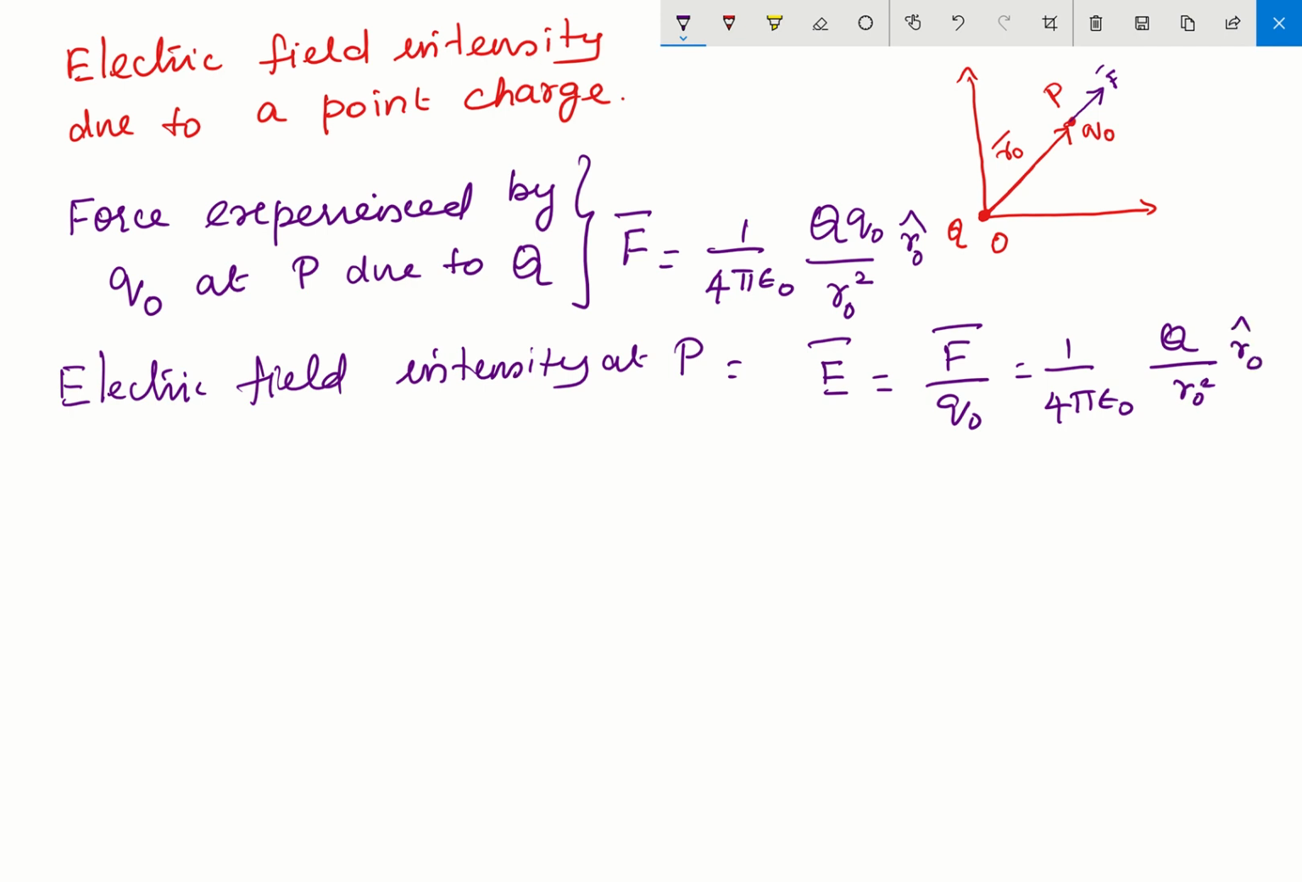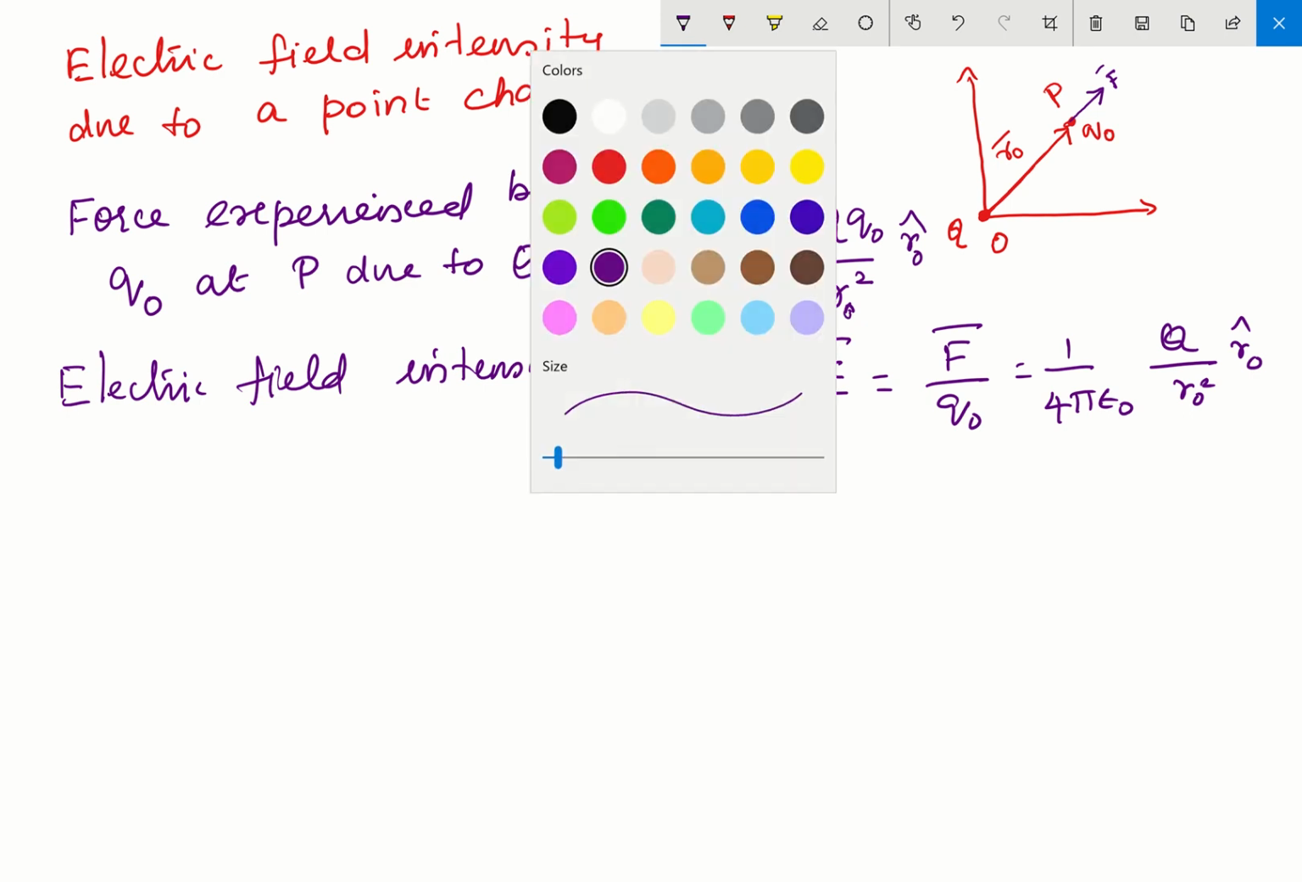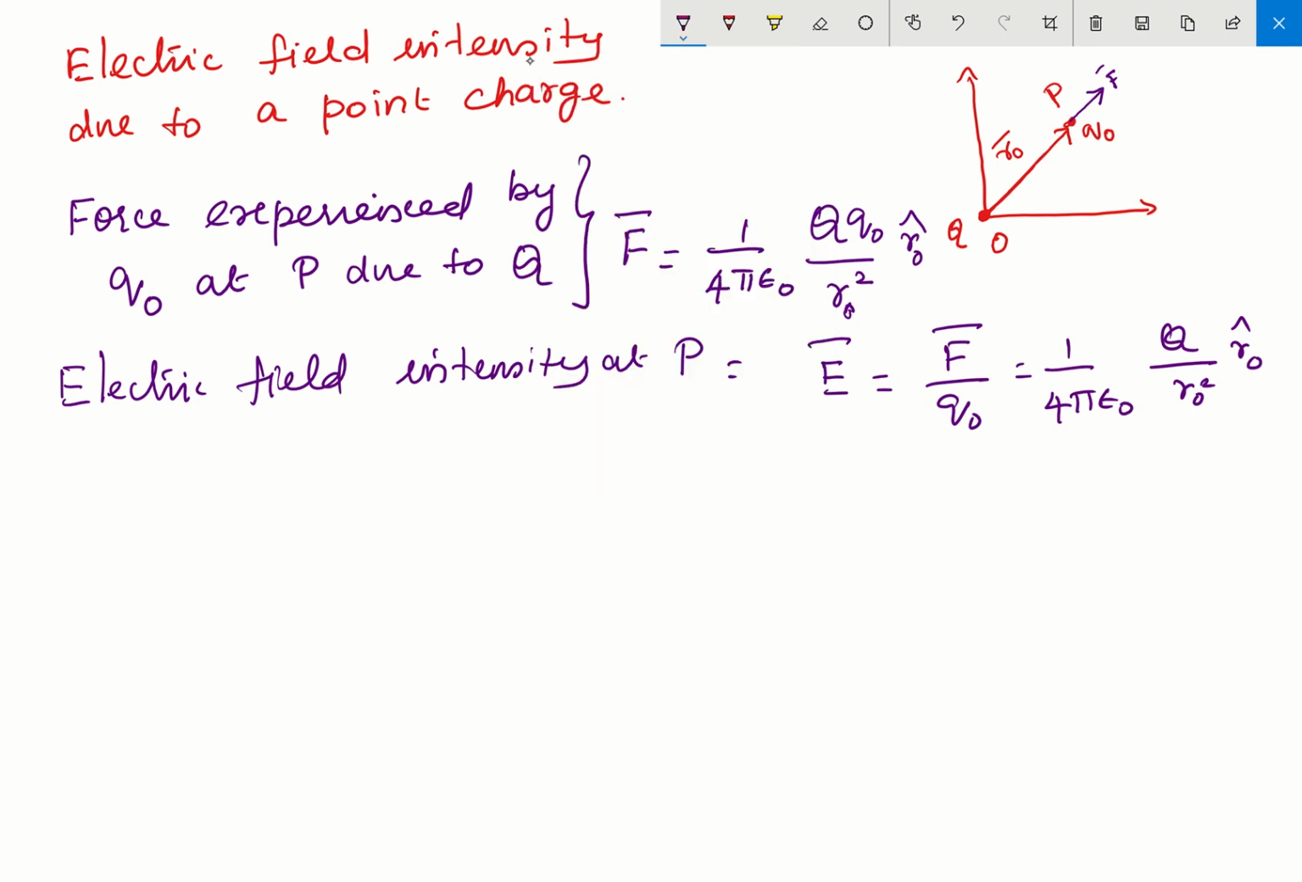So this is the expression for the electric field at any point due to a point charge. Okay, hope you are following me. This is right, but let it be. Therefore, this is the expression. Right. Now, next I want to give the same thing in terms of position vectors.